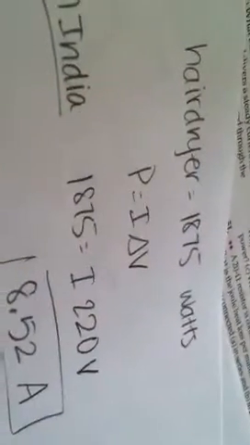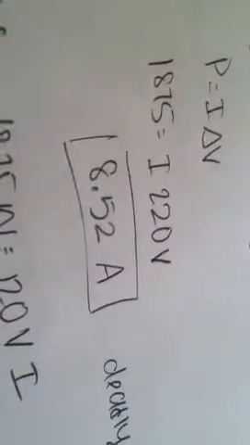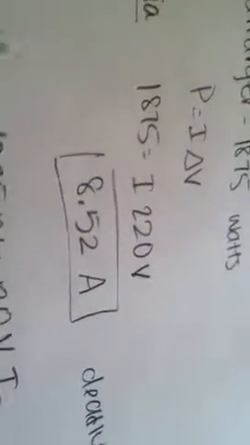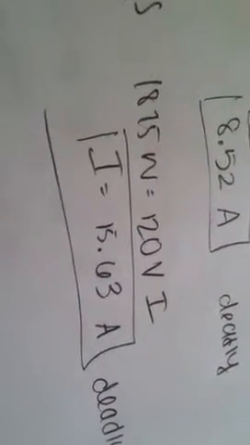So the hair dryer is 1,875 watts, and using the law, we find out that the current in the 220 volt power source in India is 8.52 amps, which means it's really deadly. And in America, since it's 120 volts, we find that the current is 15.63 amps, which is even more deadly.